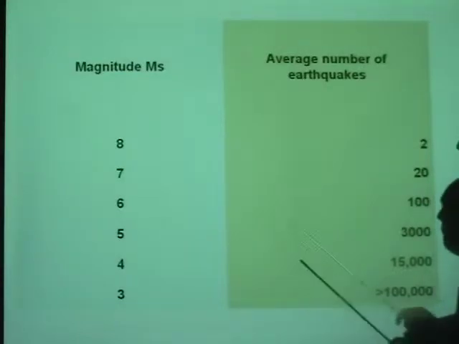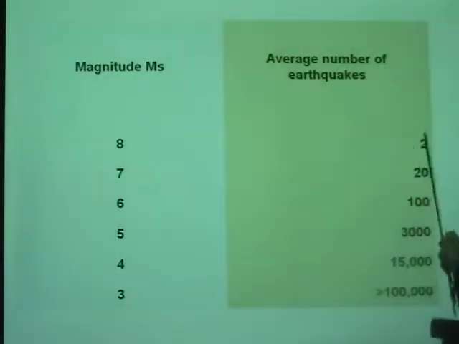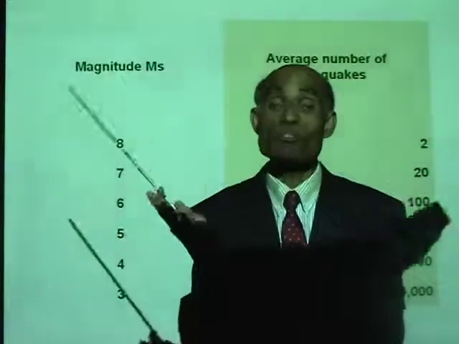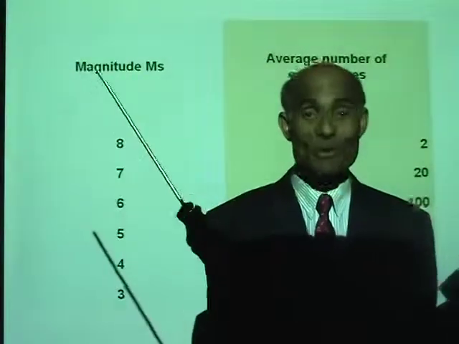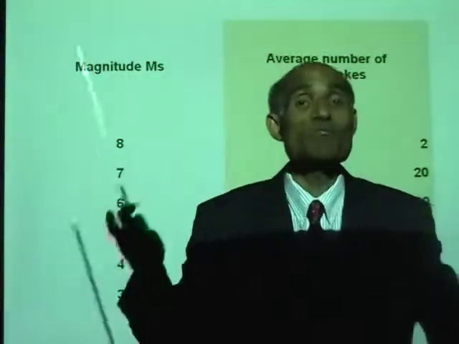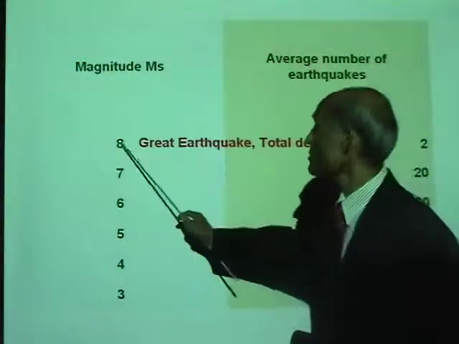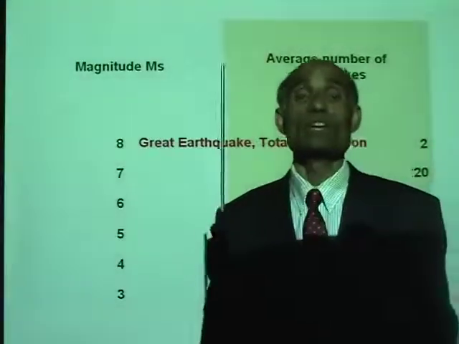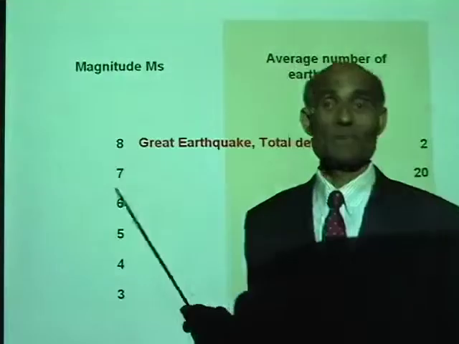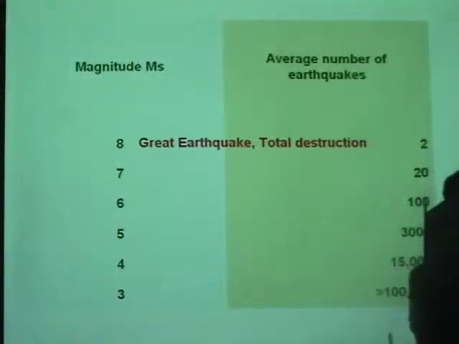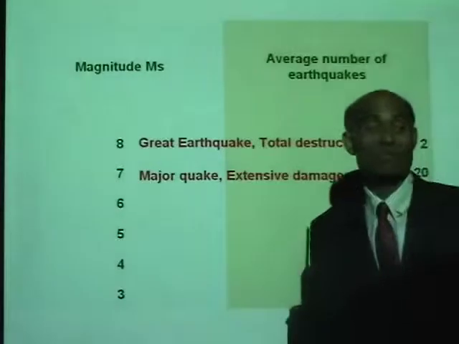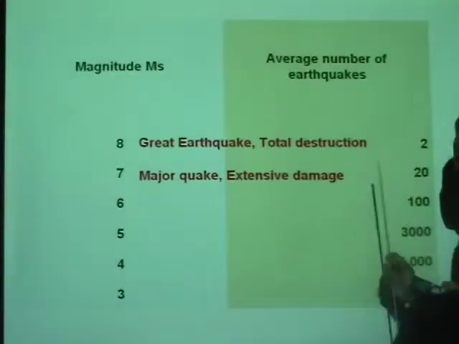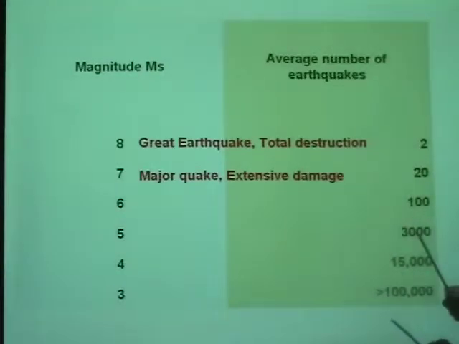Now, on an average, we get about 2 earthquakes that are of magnitude 8 a year. And fortunately, most of these earthquakes occur under the sea, and we will not notice it. Now, magnitude 8 is a great earthquake, and if it happens on the land, it will cause total destruction. So, there's about 2 of them in a year. 7 is a major earthquake. It will cause extensive damage, and on an average, you get 20 of them a year.